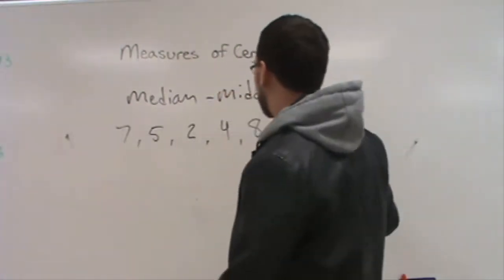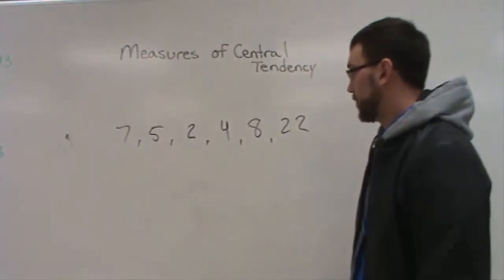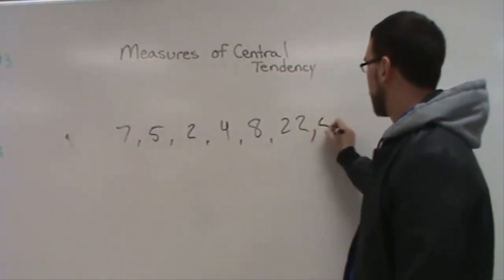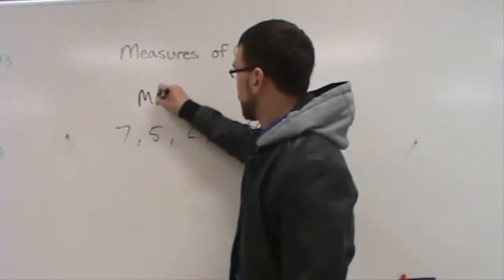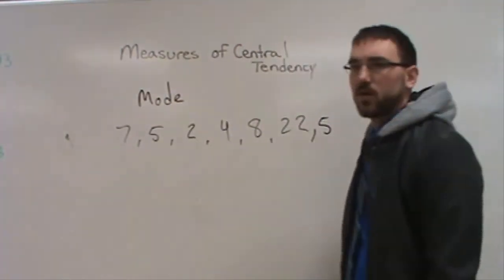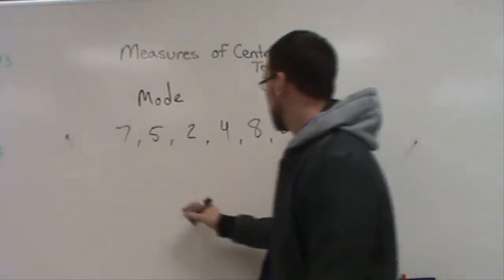All right, next, somebody throw me another number. 55. 5. Good. That's the number I was looking for. Okay, let's talk about the mode. Does the mode have to be in order? No. Doesn't have to be. Does it make it easier? Yes. Sometimes. So let's put this back in order.